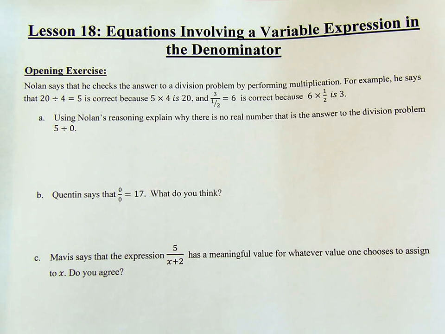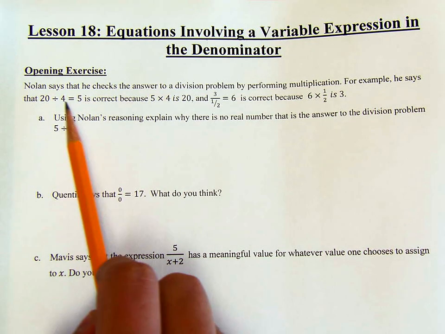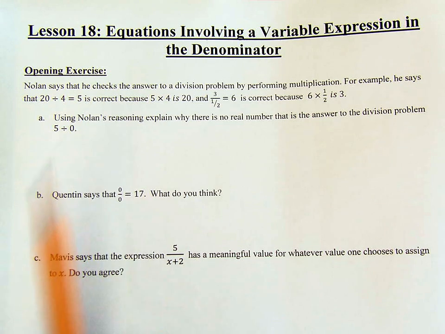Today's lesson is on equations involving and the denominator. The opening exercise says, Nolan says that he checks the division problem by performing multiplication opposites, so he's using the opposite operation. For example, he says that 20 divided by 4 is equal to 5 is correct because 5 times 4 is 20. Or just working backwards, 5 times 4 is 20.